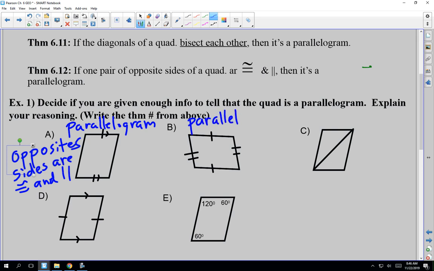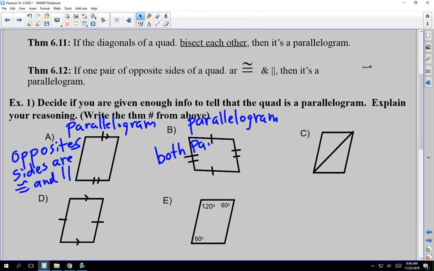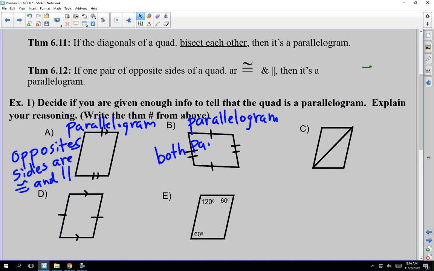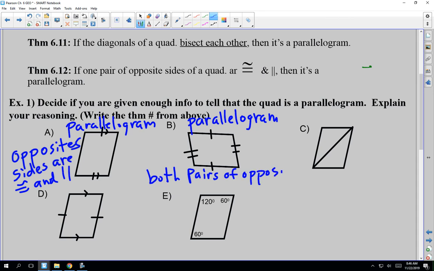Yep. So Grayson is saying since both pairs of opposite sides are congruent. So you don't have to do a full proof. You're just identifying which of those properties are being exhibited there.